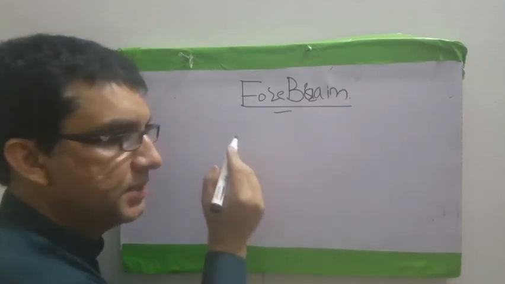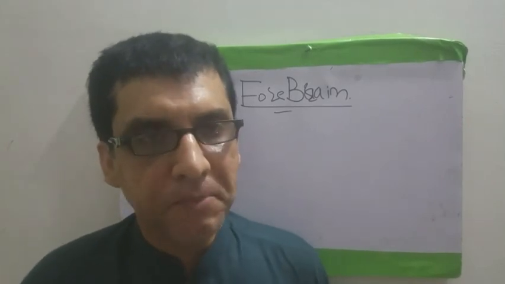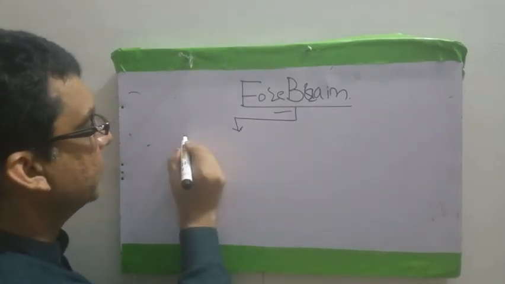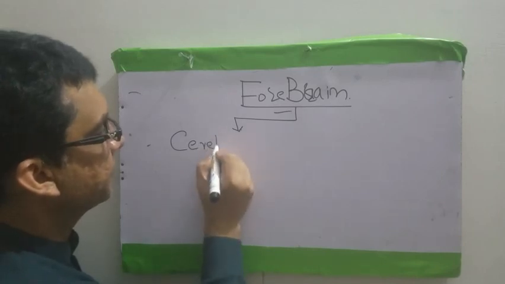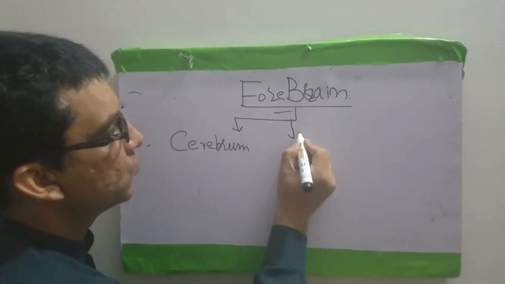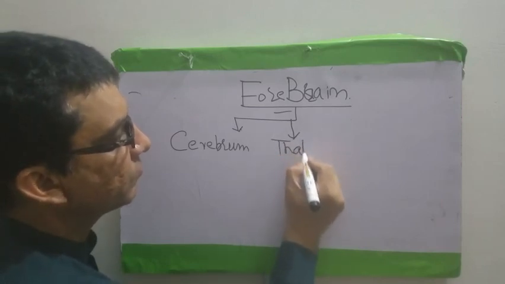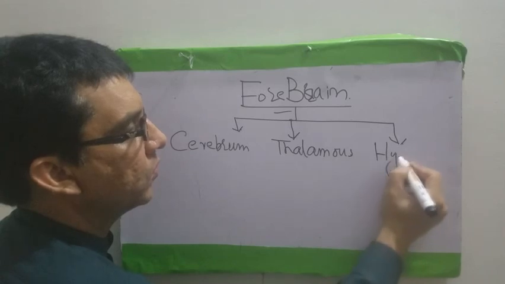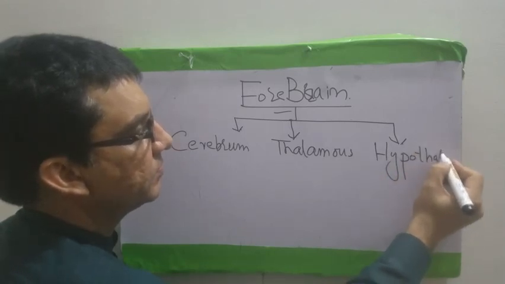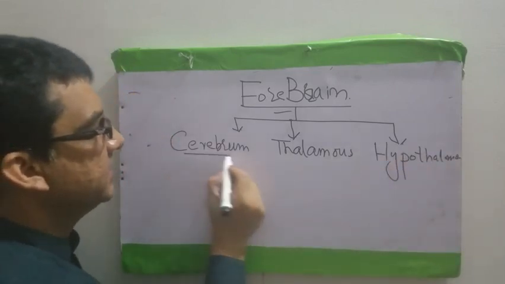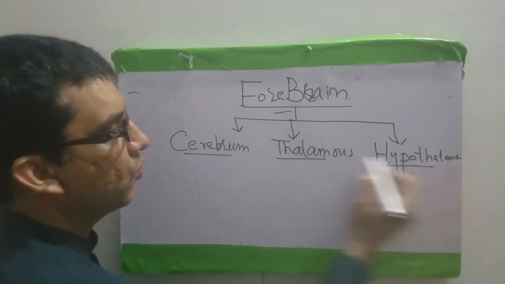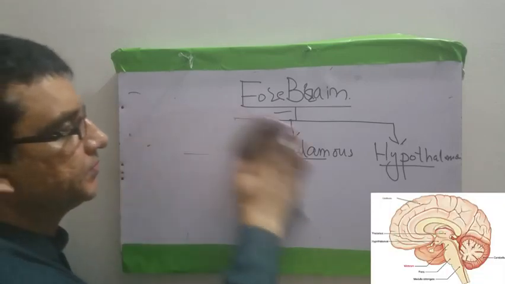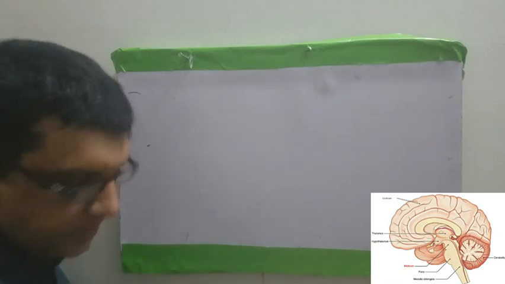This is the largest part of the human brain, and further it consists of three parts. First one is cerebrum. The second one is thalamus, and the third one is hypothalamus. Let's discuss each part of the forebrain one by one in detail. First of all, the cerebrum.